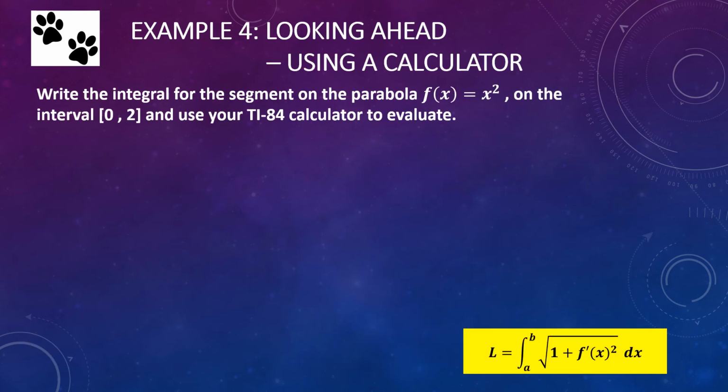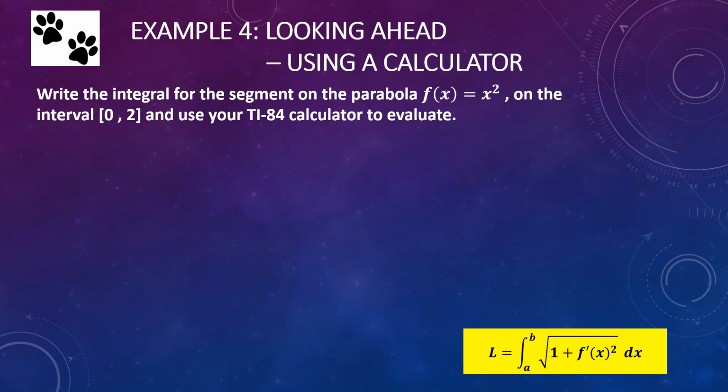So let's look at example 4. What we're going to do is use our calculator to solve this integral because we currently don't have the techniques to be able to solve this analytically. But your TI-84 can solve some simple integrals for you. So let's look at the problem. Write the integral for the segment on the parabola f of x equals x squared on the interval 0, 2, and use your TI-84 calculator to evaluate.